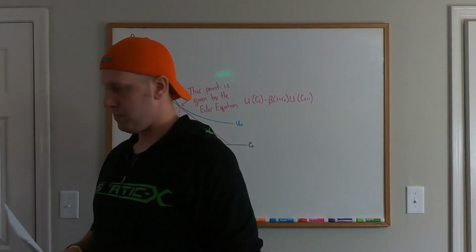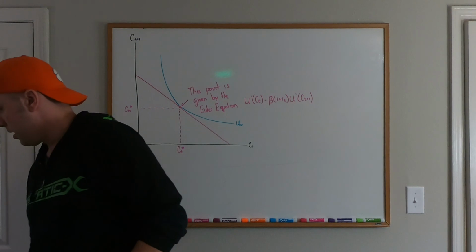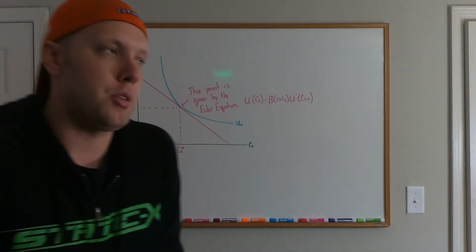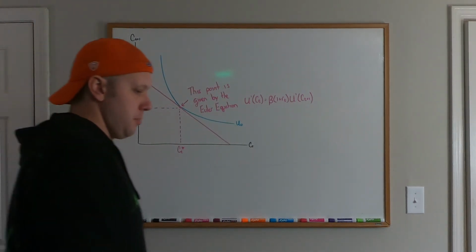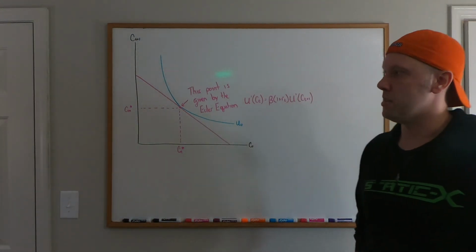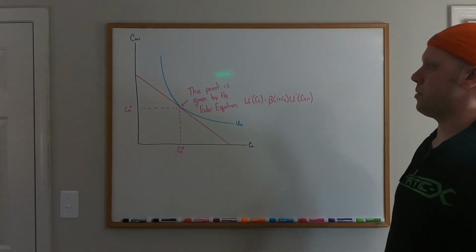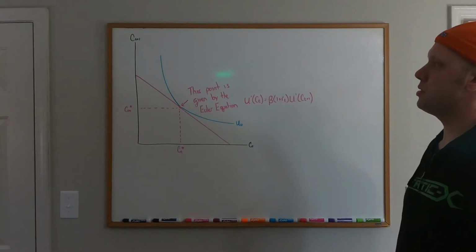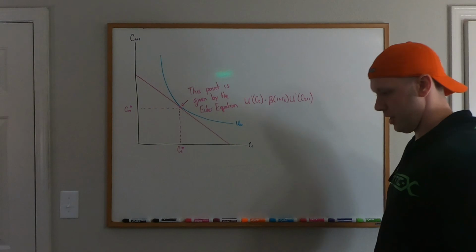Okay, so that will conclude this lecture. The next lecture we'll talk about the role of income in these models, and then we'll talk about what happens if there is a change in the interest rate, meaning there's a change in the slope of the budget constraint. That will be in the next lecture video.